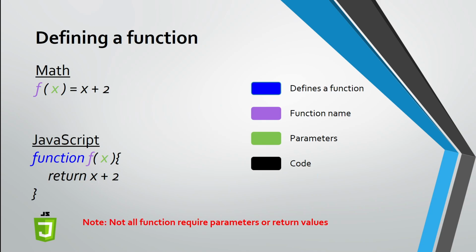In a math class, you may have defined the function called f of x and set it equal to a process such as x plus 2. Well, we can do something similar to that in JavaScript, where we can also define a function, provide parameters such as the variable x, and then do something with that inside of our function. In this case, we're going to do the same process of x plus 2.